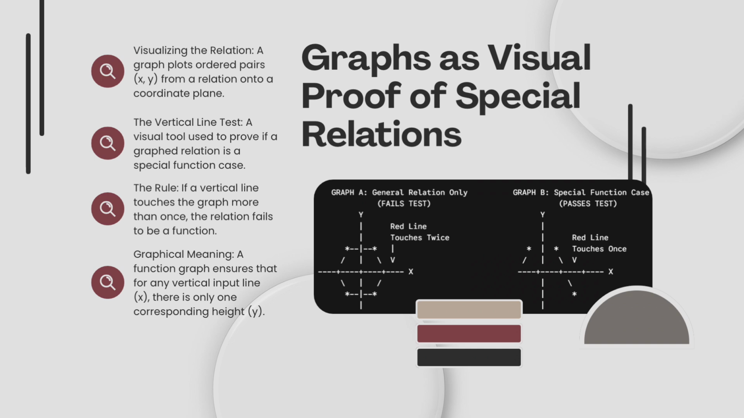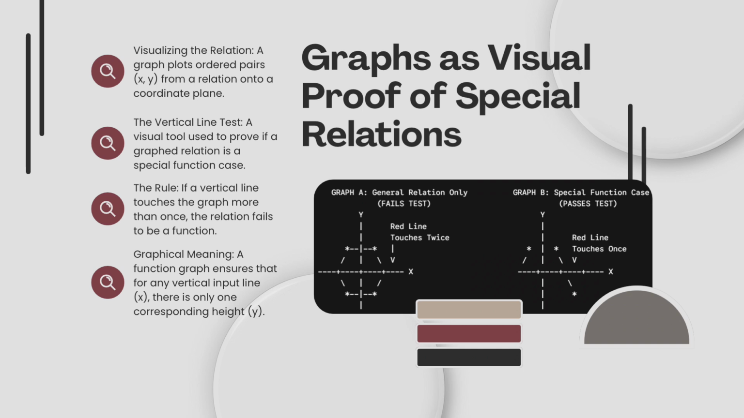Look at graph A. On the left, it shows a perfect circle, which represents a standard general relation. When we drop a straight vertical line right through it, the line cuts through the shape at two distinct points, which is the top and the bottom. This tells us that a single input value on the bottom axis has two different output heights at the same time. Because it hits twice, it fails the test and cannot be a function.